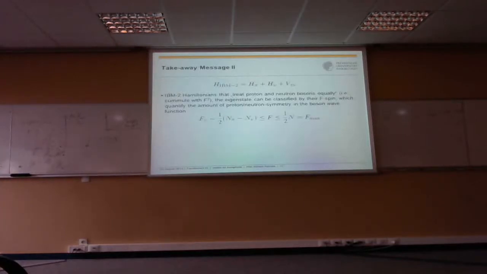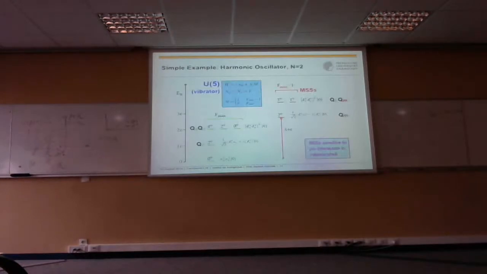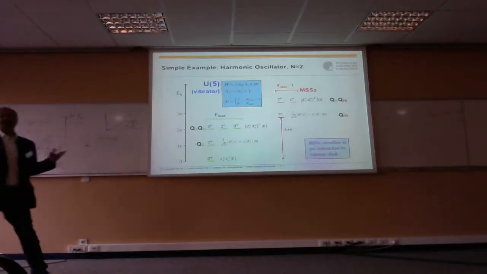Okay, so takeaway message 2. The IBM2 Hamiltonians that treat proton and neutron bosons equally, that means it commutes with F squared. The eigenstates can be classified by the F-spin, which quantifies the amount of proton-neutron symmetry in the boson wave function. And this F-spin is between F max and Fz, and the lowest states have F max. Okay, now let's consider another simple example. We haven't seen yet the antisymmetry.